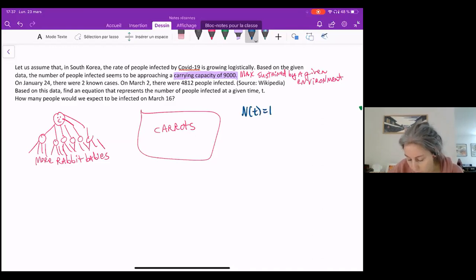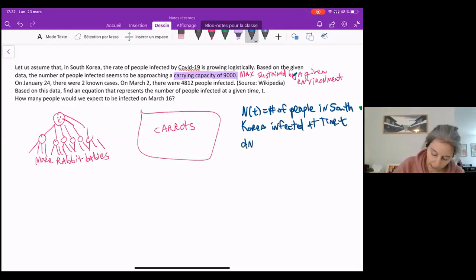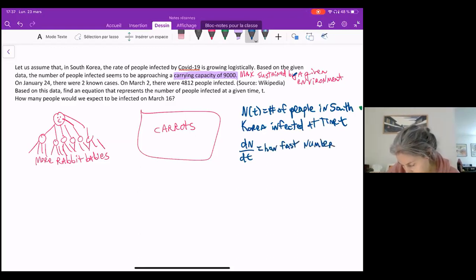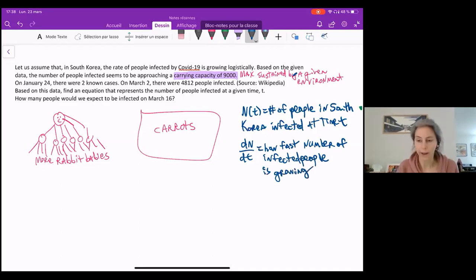We're going to define a new variable. N of t is equal to the number of people in South Korea infected at time t, which means that dN/dt will be the rate of change of people infected. In other words, how fast the number of infected people is growing. Okay, so we want to define dN/dt. And we're going to understand what logistic growth means when we do that.